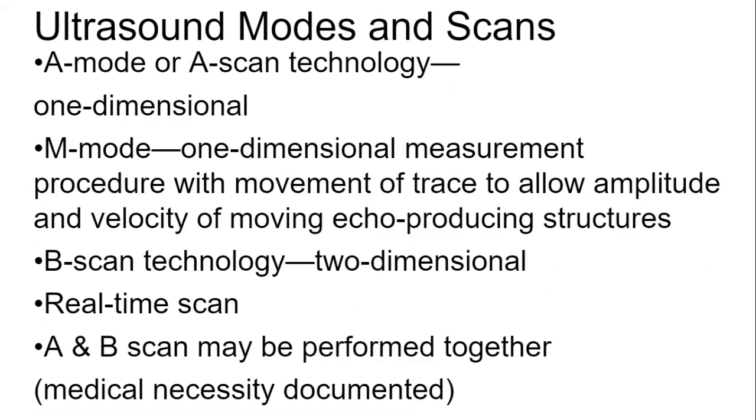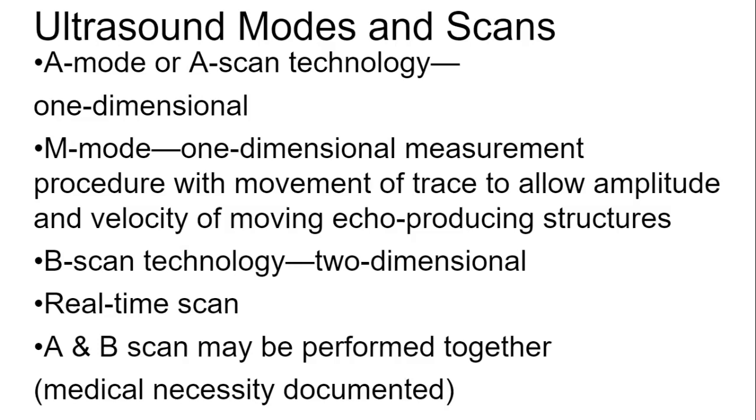Okay, now we're on page 602, ultrasound modes and scans. Again, I'm just giving you a quick definition of them. You have it in depth in your step-by-step from 602 to 603. A mode or A scan technology is one-dimensional. M mode is a one-dimensional measurement procedure with movement of trace to allow measurement of amplitude and velocity of moving echo-producing structures. B scan technology is two-dimensional. Then you have your real-time scan, which is what it says, in real time. An A and B scan may be performed together.